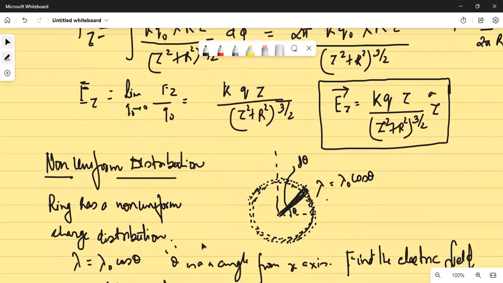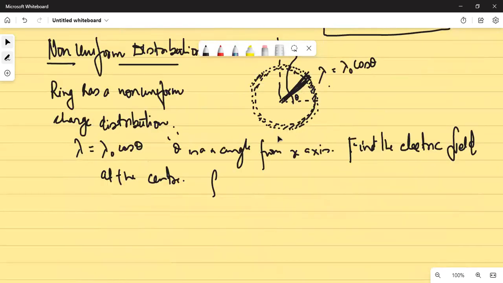Is that clear? But now, instead, if I have this non-uniform distribution of charges, and I have to find the electric field at the center, this is a problem I think from IRODOV only. But overall, just try to find the answer to this. So how would you go?